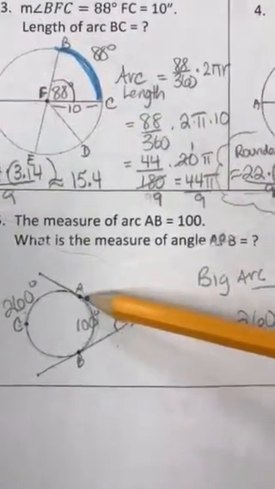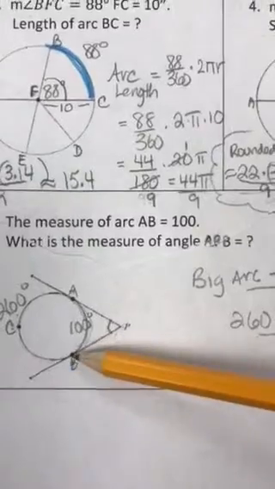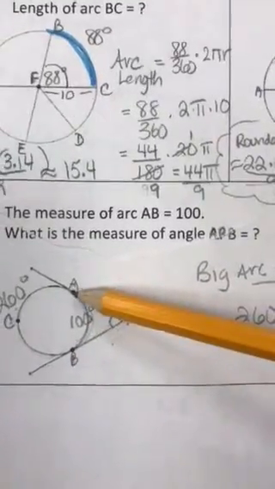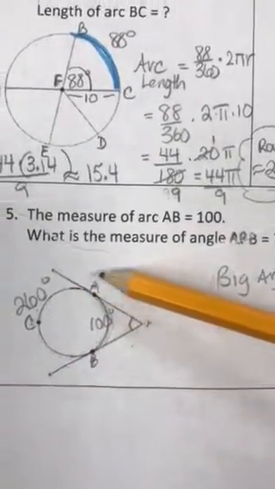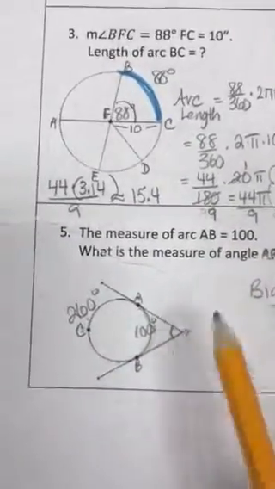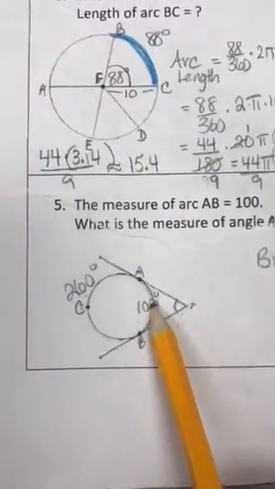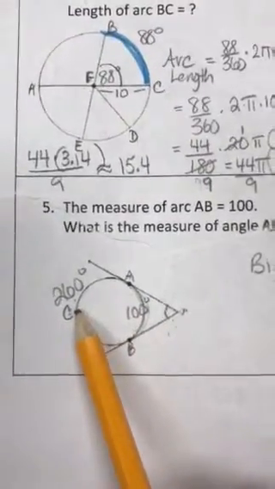All right, because we have two tangents, that means that this arc is going to meet up with this arc, ACB, and the total has to be 360. So if this is 100, then 360 minus 100 gives us 260.